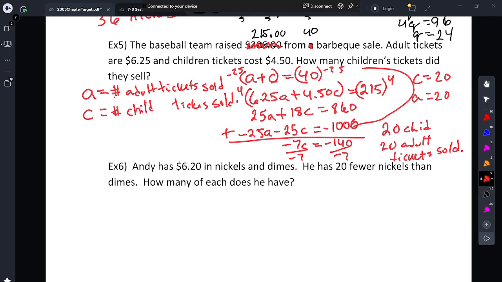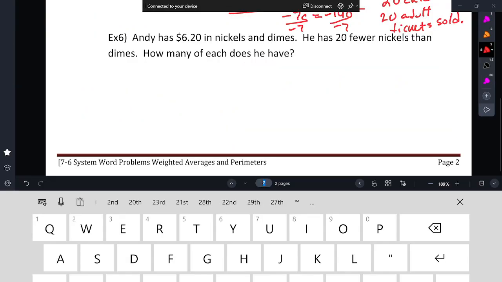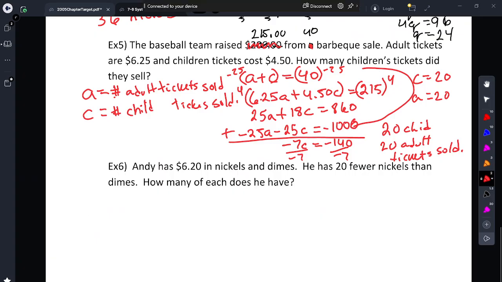All right, this is a little bit harder. Andy has $6.20 in nickels and dimes. He has 20 fewer nickels than dimes. All right, what's our variables? N and D, number of nickels, number of dimes. Be very careful.